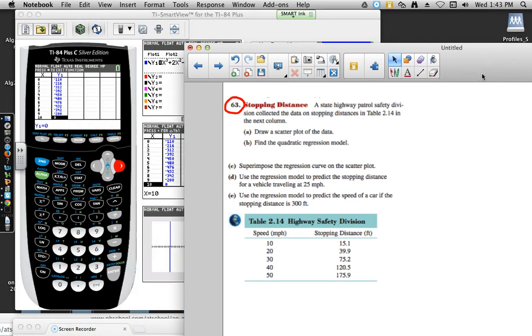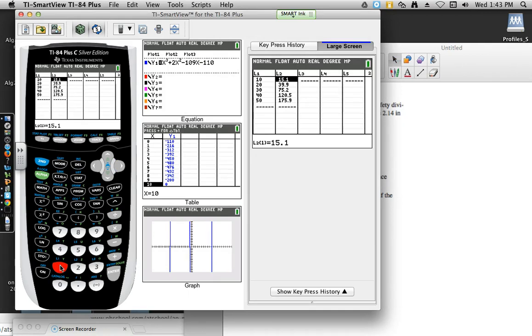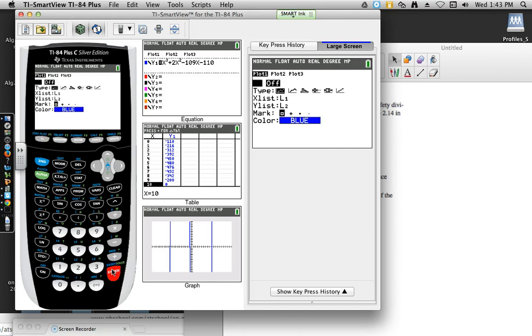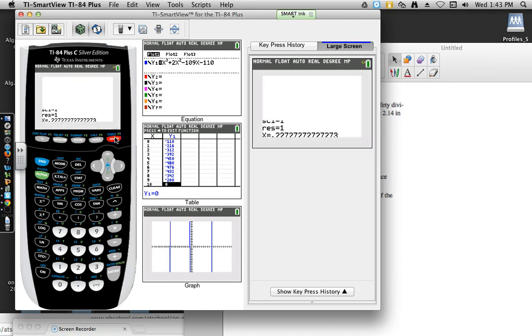I already put the data in under Stats, Edit. So that's all in there and good to go. And let's do second stat plots, keeping in mind the numbers that we had here. We're going to turn this on. And it is in list 1 and list 2. And then we'll go to our window and remember the speeds that were in there. So maybe we'll do 0 to 60 and 0 to 200. And graph. And there it is.